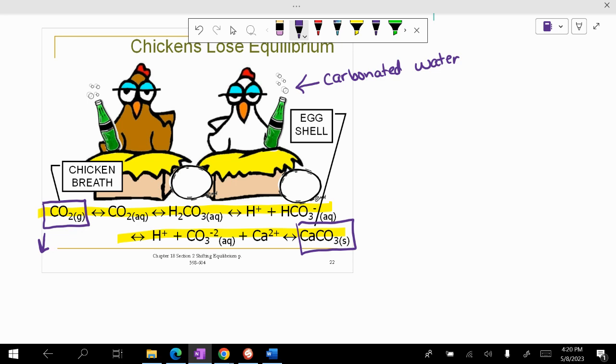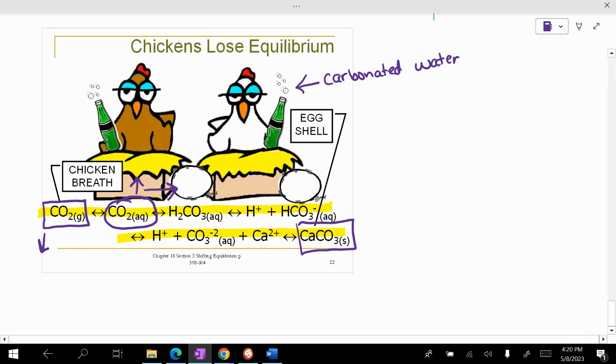When they give the chickens carbonated water, when they give them this carbon dioxide in solution, when that increases, it shifts the equilibrium to the right, and that will in turn make the eggshells stronger, producing stronger eggshells. So this was a real world application of how a U of I student used Le Chatelier's principle to help egg producers make stronger eggs.